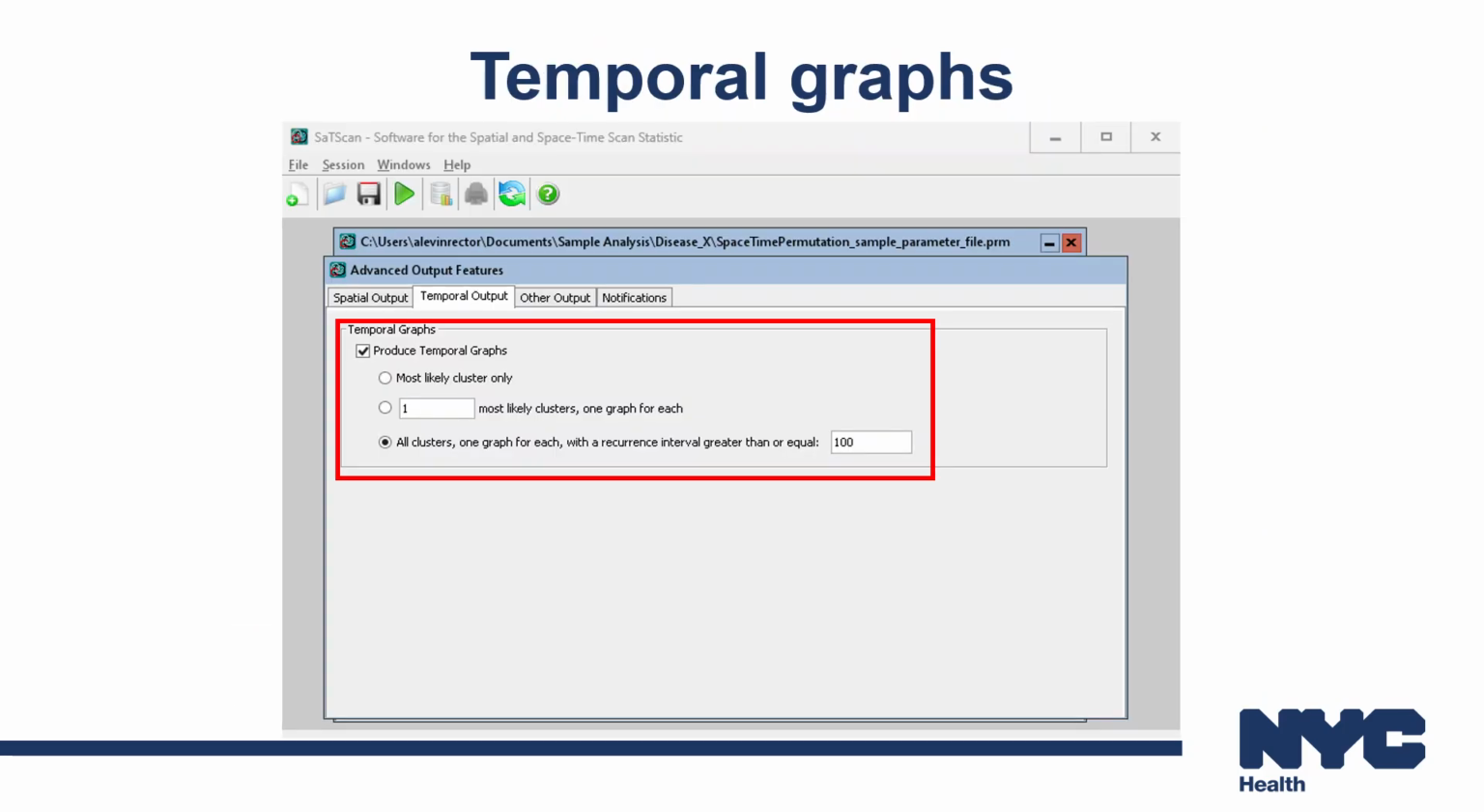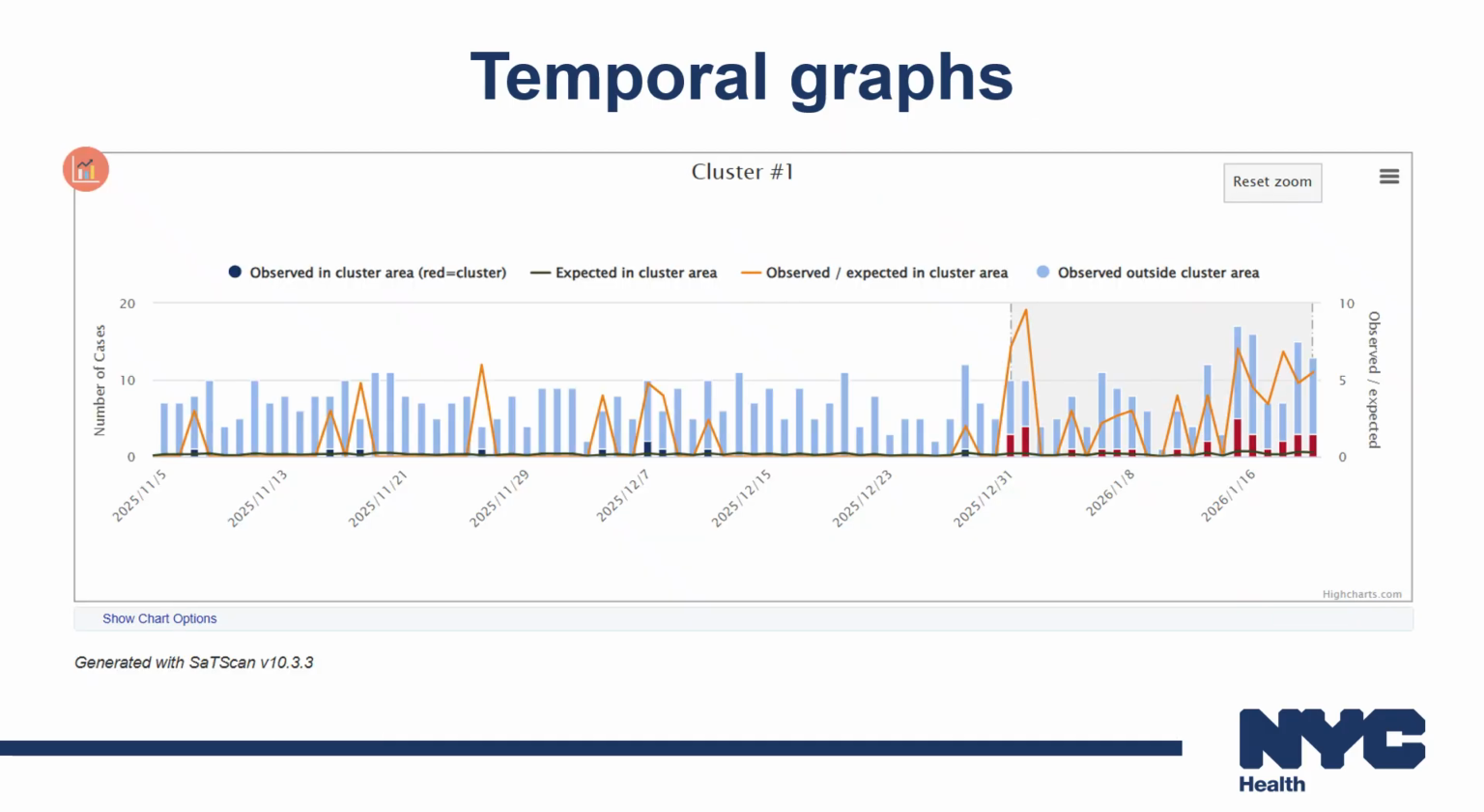We also recommend outputting temporal graphs for review, as these provide additional information that can be helpful for cluster investigation. We typically restrict that temporal graphs be output for clusters with a recurrence interval greater than or equal to a threshold, for example 100 days, again to reduce the volume of output. Temporal graphs provide a visualization of cluster information over time.